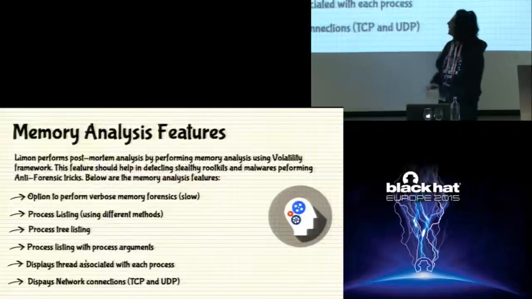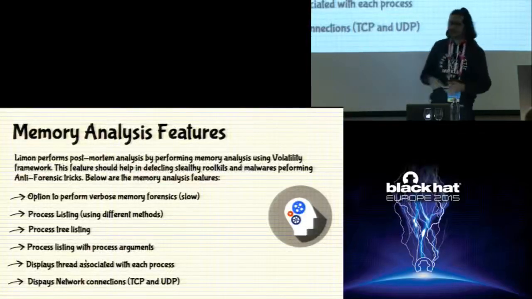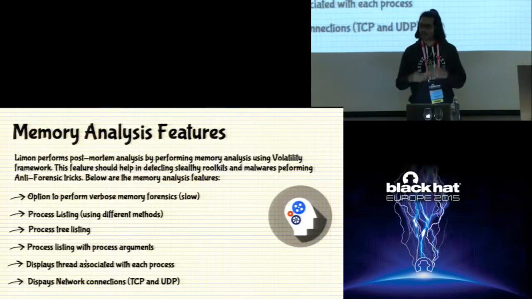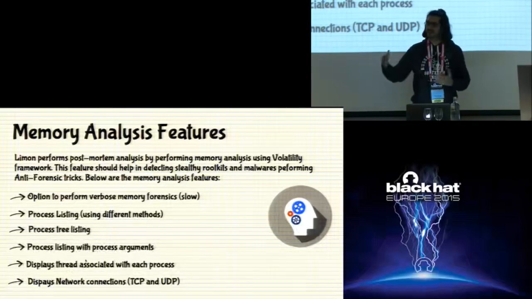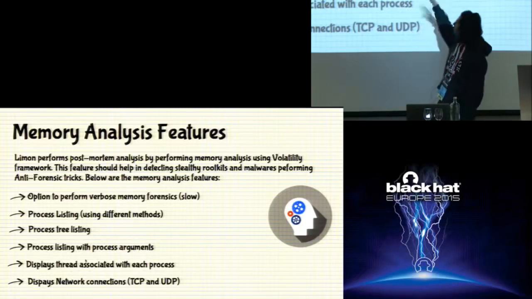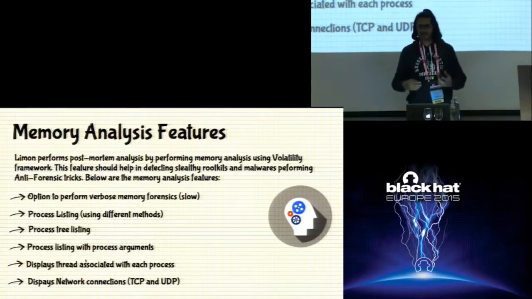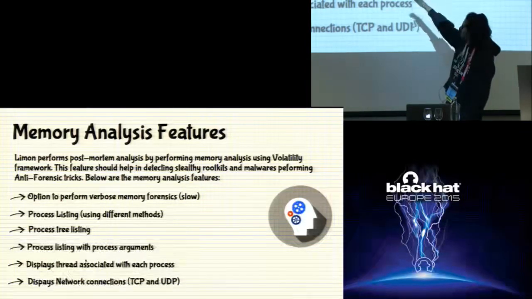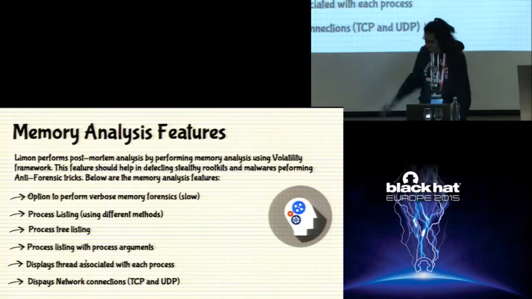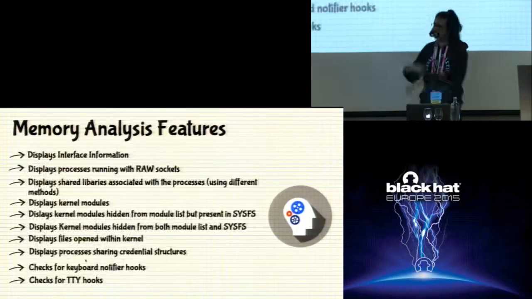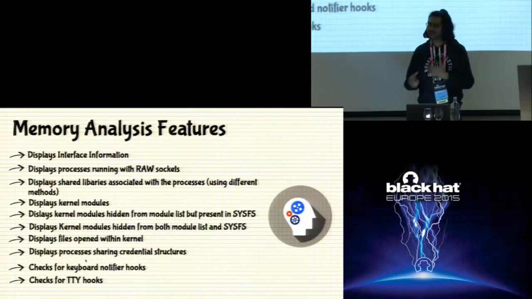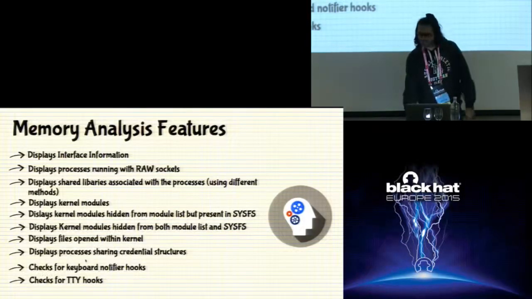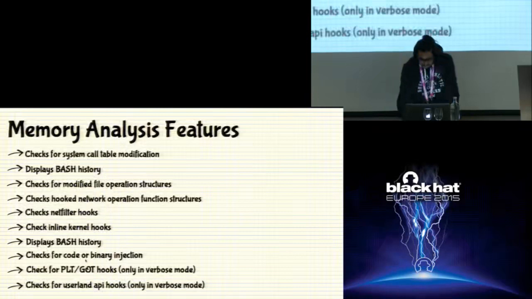So in memory analysis, these are some of the memory analysis features. There are a lot of features. Limon relies on the Volatility Advanced Memory Forensic Framework. Basically, I've used almost all the plugins of Volatility, so it offers a lot of capabilities. This is useful if you're dealing with malwares which are rootkits, or malwares that have stealth capabilities. It allows you to list processes with arguments, display network connections, show hidden kernel modules, hidden shared libraries, code injection, different types of hooking, and so on. So there are a lot of things here.